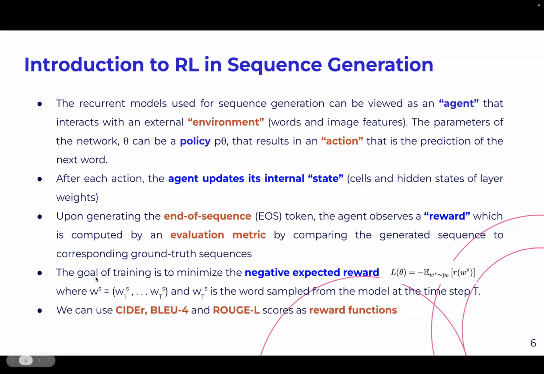And the goal of training is to minimize the negative expected reward. Since we deal with neural network approaches, the objective function we try to use is a minimum. We just use a negative value and attach it to the loss function, so that it is a gradient descent instead of a gradient ascent. And as I mentioned, we use the CIDEr, BLEU score, or ROUGE scores as the reward functions.